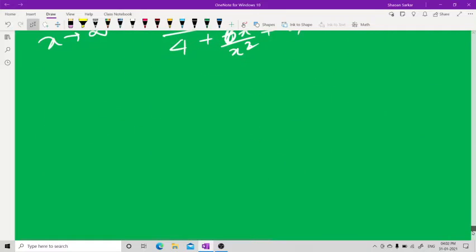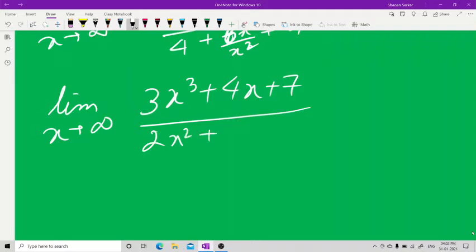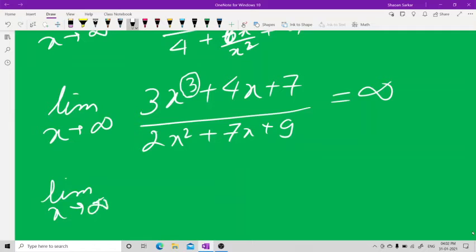Now the next is limit x tending to infinity, suppose now it is 3x to the power of cube plus 4x plus 7, and you have 2x square plus 7x plus 9. So now the power of the numerator is more, so the answer will be infinity, nothing else. Why? Check, because you cannot cancel this power. Now see, you divide by x cube on both sides.